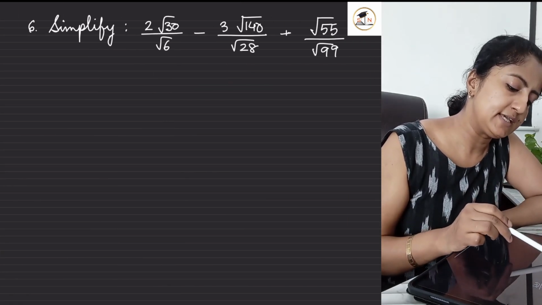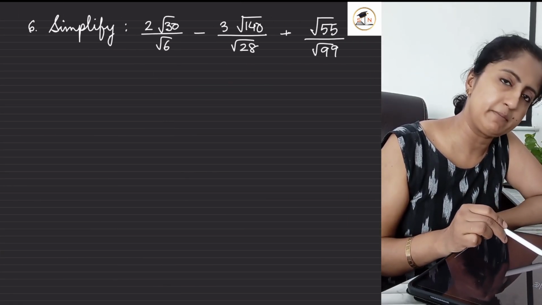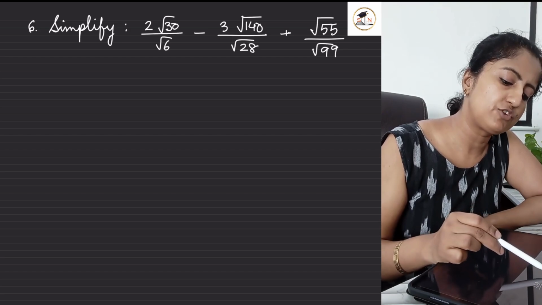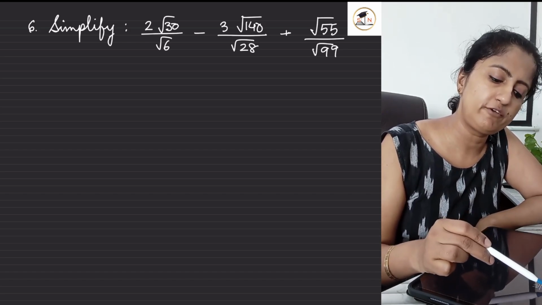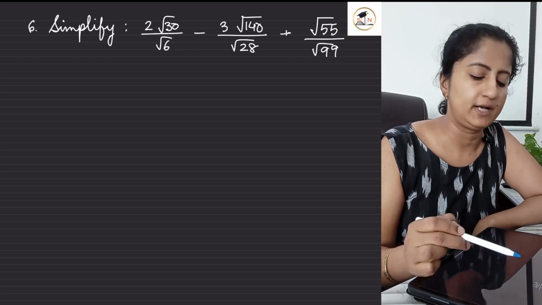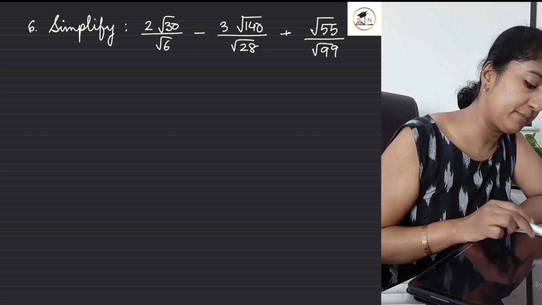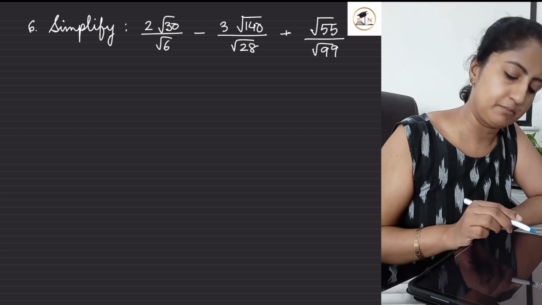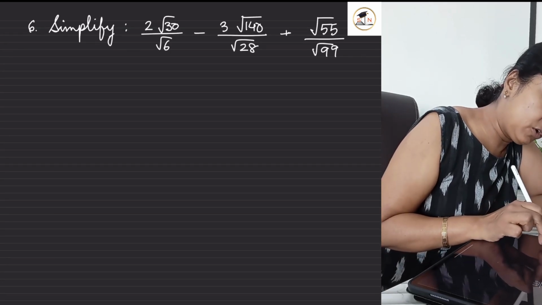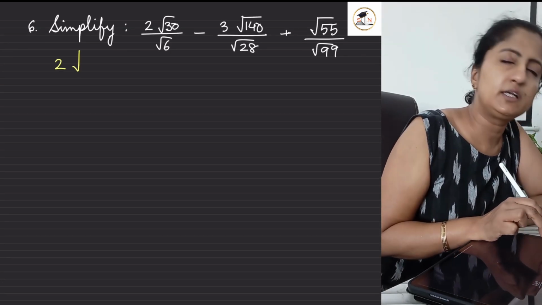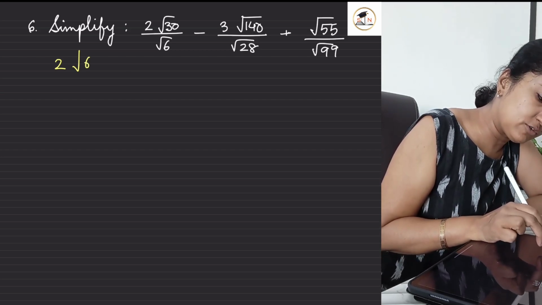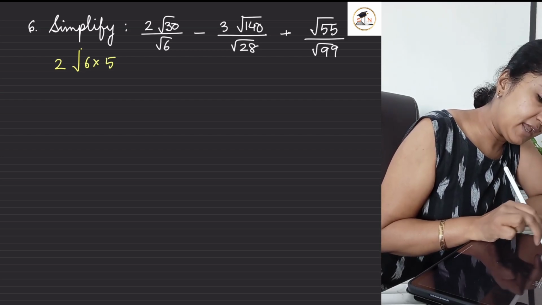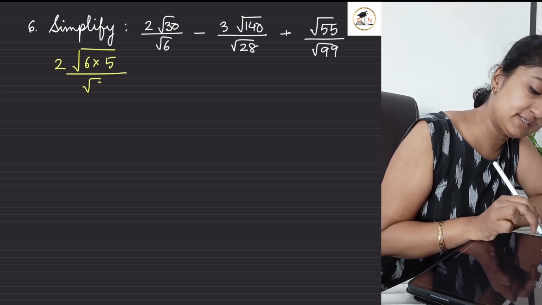The quotient has 2 root 30 divided by root 6 minus 3 root 140 divided by root 28 plus root 55 divided by root 99. So over here also, I'm going to break that into simpler numbers. Now, 30. We know that 30 does not consist of any perfect square, but 30 can be considered as root 6 into root 5. And in denominator, we have root 6.